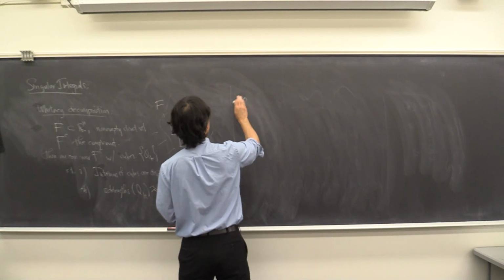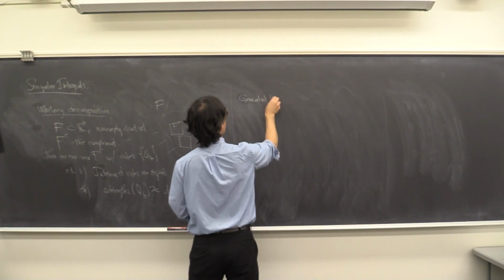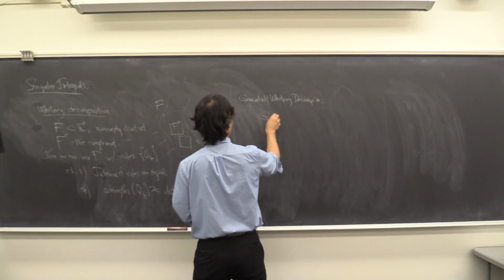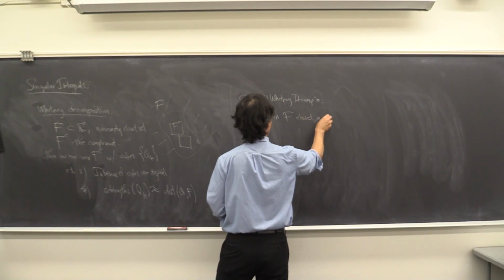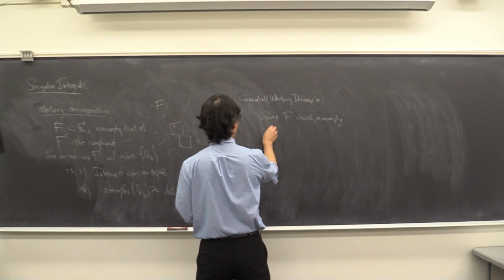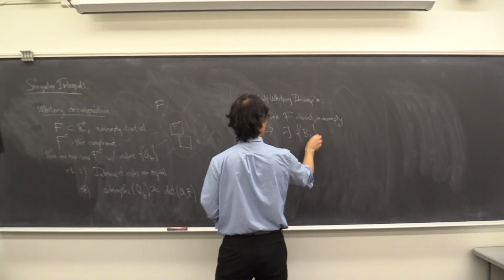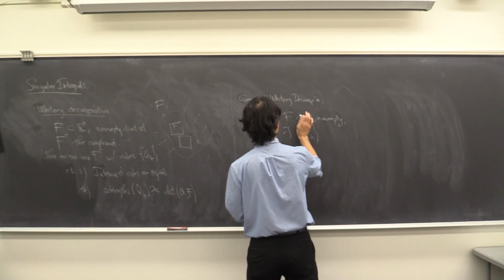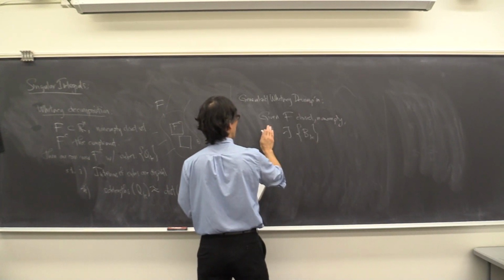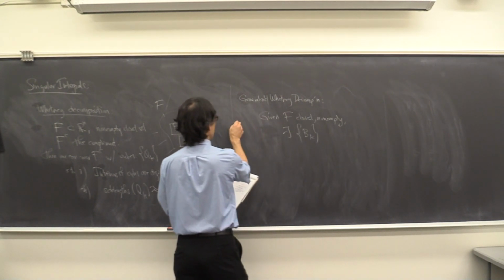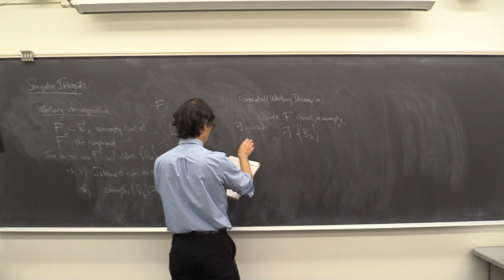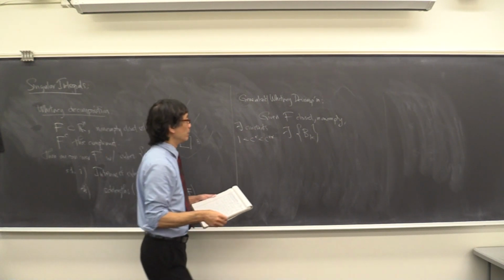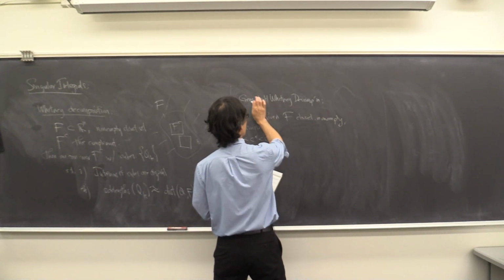There's a variant of it, a generalized Whitney decomposition, which says the following. So again, given F closed and non-empty, then there exists a collection of balls B_k. So let me say it this way. There exist constants C star bigger than 1 and C double star bigger than C star. Yeah, sorry, I said it backwards.